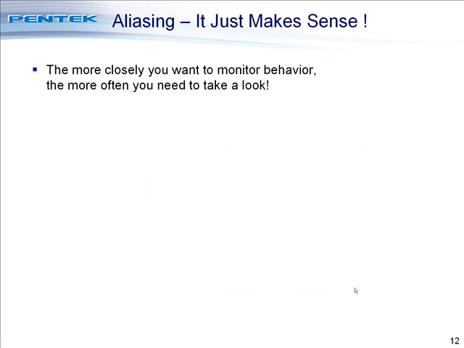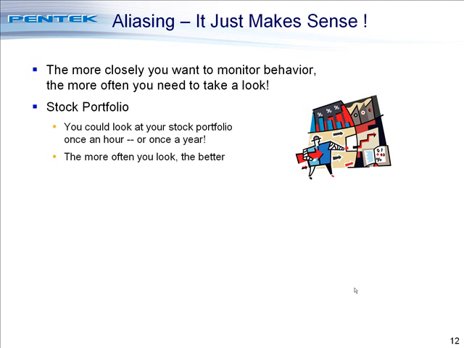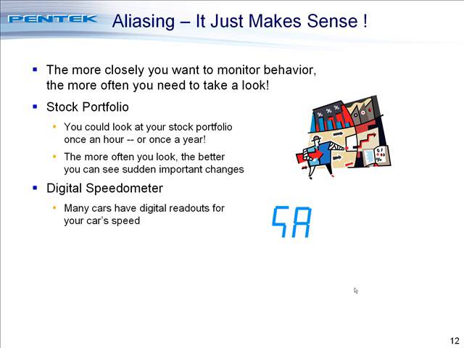And if you think about it, aliasing just makes sense. The more closely you want to monitor behavior, the more often you need to take a look. For example, if you have a stock portfolio, you could look at your stock portfolio once an hour or once a year. The more often you look, the better you can see sudden, important changes. Another example would be the digital speedometer on your car. Many cars have digital readouts for the car's speed.